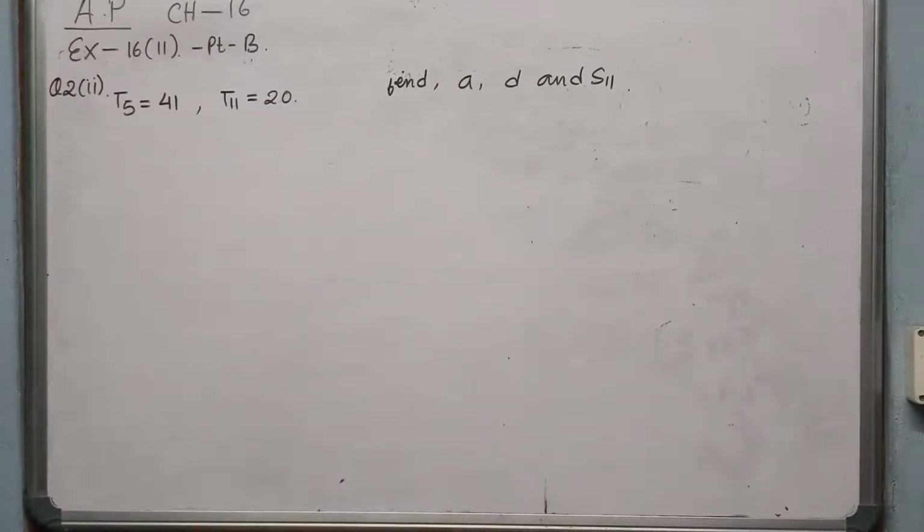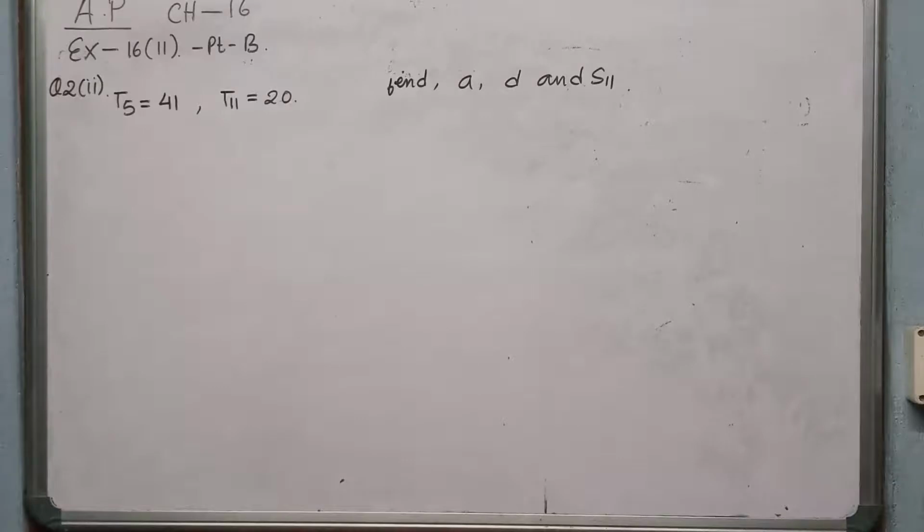Now, next question, another important question, question number 2, subpart 2. In this question it is given the fifth term of an AP is 41 and the 11th term is 20. The fifth term and the 11th term are given. Find the first term, common difference and sum of the 11 terms.